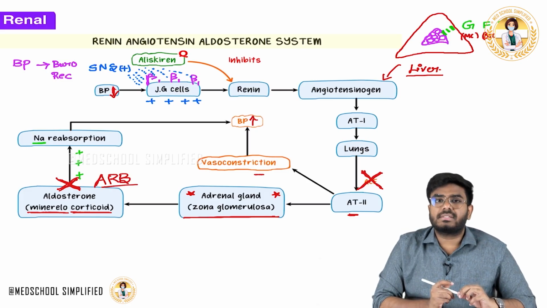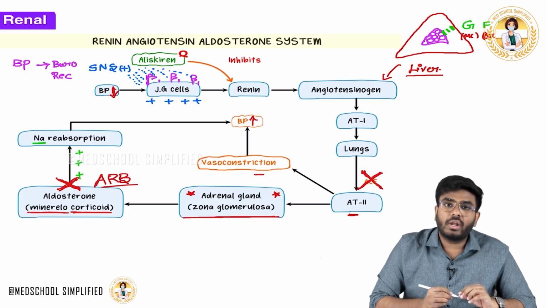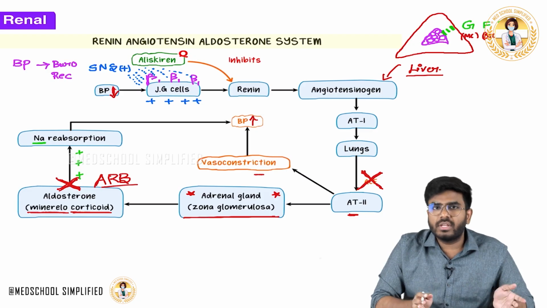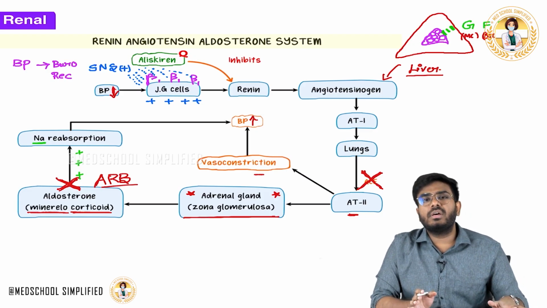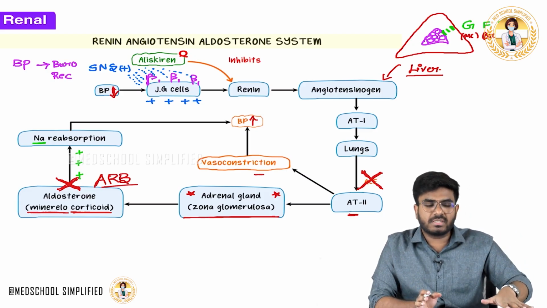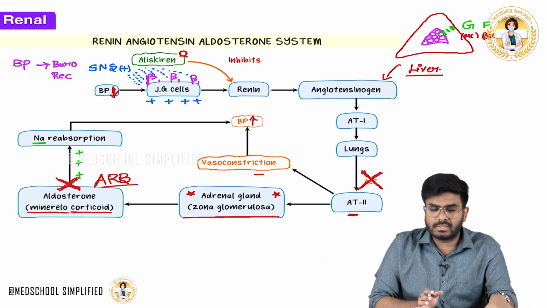Now when you use these drugs, what happens? Aldosterone cannot act on its receptors, so no sodium reabsorption. So what happens to the sodium reabsorption? Sodium reabsorption decreases, blood levels of sodium decrease, so automatically BP decreases. This is one way.